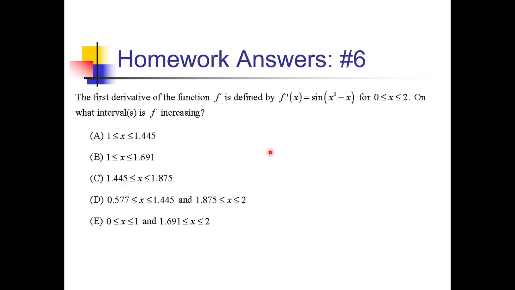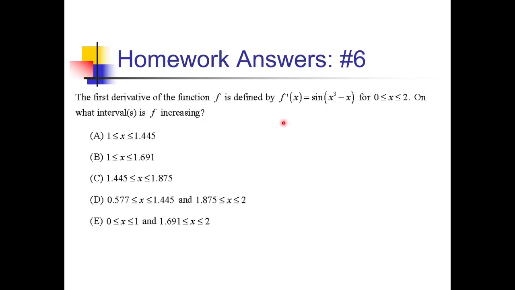On this problem, we are given the first derivative of a function, this f prime function over here, sine of x cubed minus x. So that's some sort of weird polynomial inside a trig function hybrid, and that's on the interval 0 to 2. We want to know on what interval in this 0 to 2 interval f is increasing. So basic idea is if f is increasing, f prime is positive. So we just need to figure out where f prime is positive between 0 and 2.